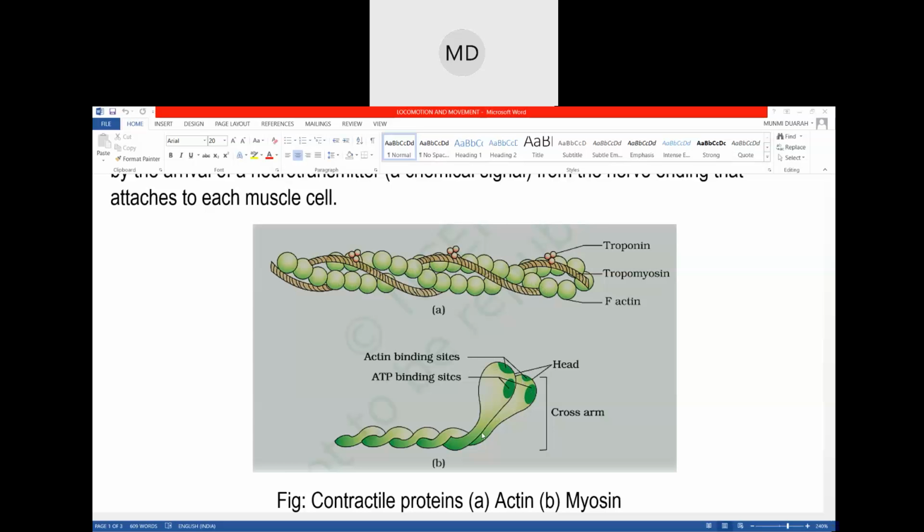So these are two myosin filaments, attached to one another like this. This is the structure of myosin. This is actin.